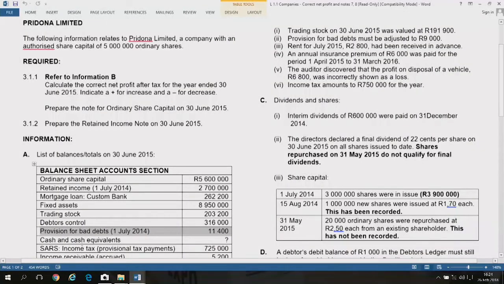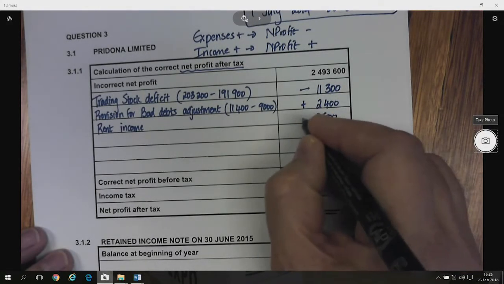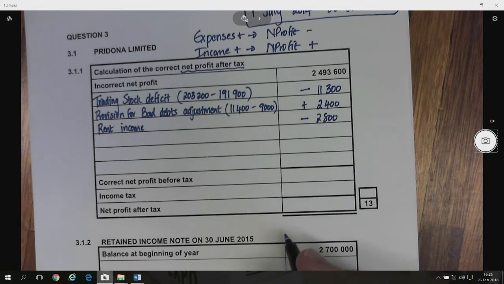Number 3 there, rent for July had been received in advance. So the rent income we received in advance for July. July is out of our accounting period, so that rent income must become less. Remember, it's a deferred income of 2,800 Rand, not necessary to calculate anything. So the 2,800 Rand makes the income less, and if the income becomes less, then your net profit also becomes less.